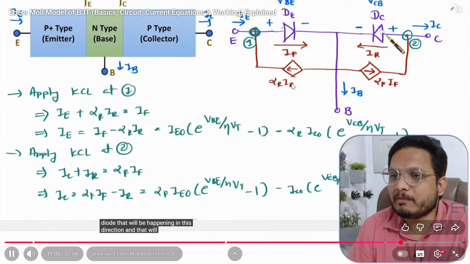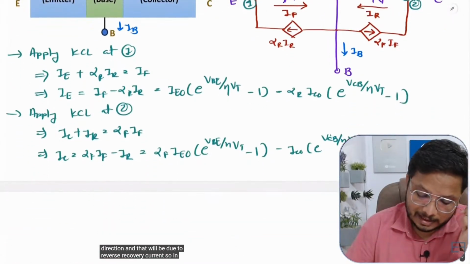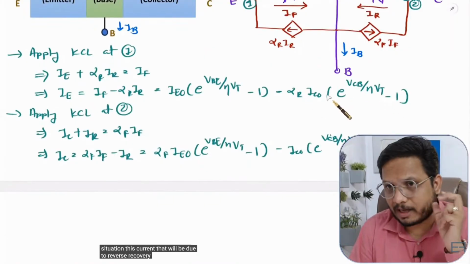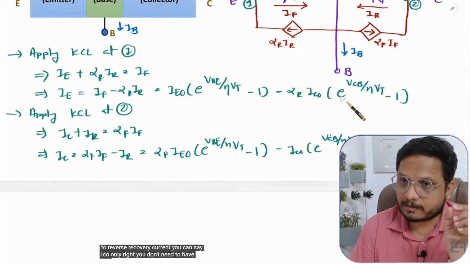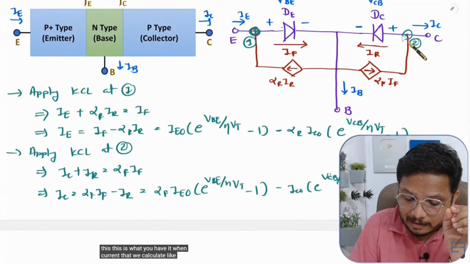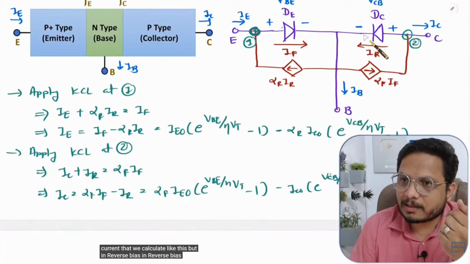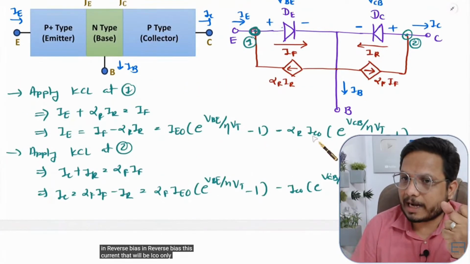That will be happening in this direction, and that will be due to reverse recovery current. So in that situation, this current will be due to reverse recovery current. You can say ICO only, right? You don't need to have this. This is what you have when the current is calculated like this. But in reverse bias, this current will be ICO only, right?